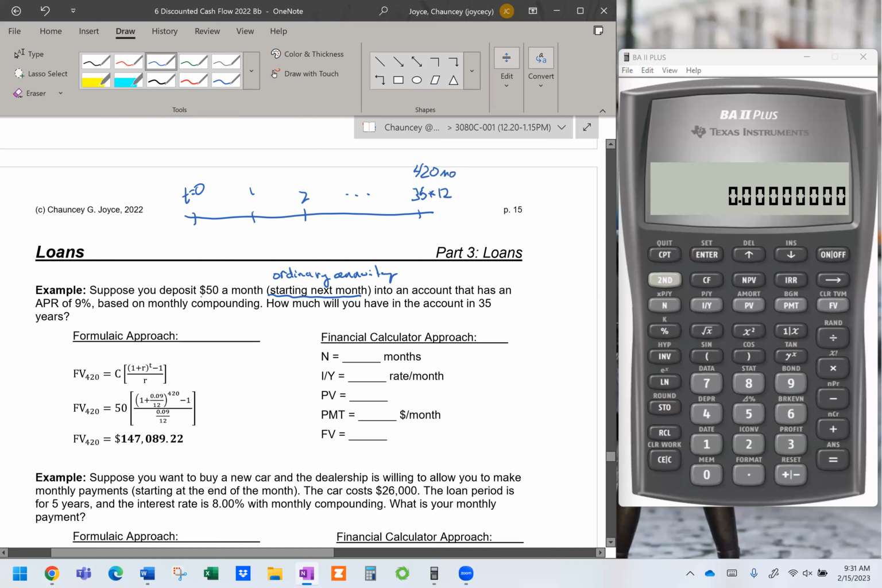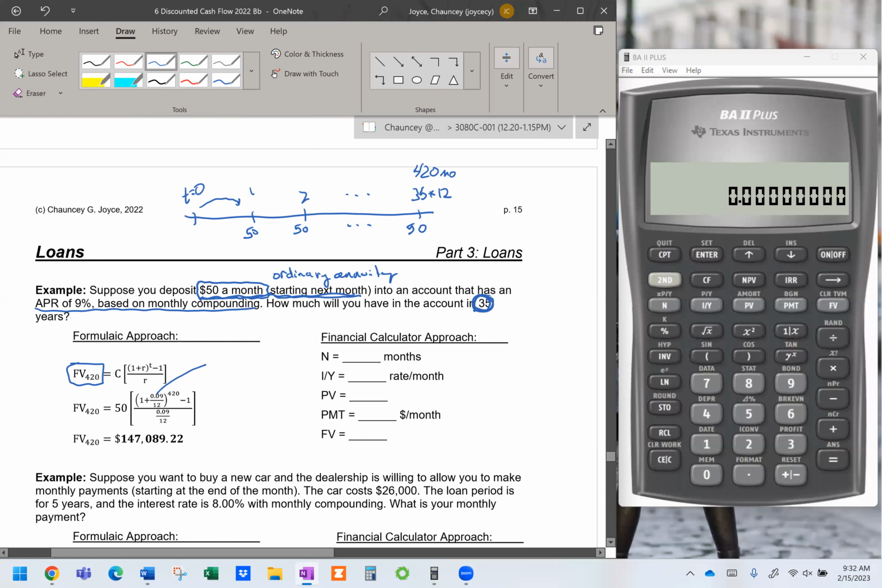So the reason I know I need to deal with months is I'm getting the payment $50 per month. So anytime you see a month or per month, and it's for a finite amount of time, you're dealing with an ordinary annuity. This is starting next month, which is the end of this month. So if we were to use our formula, our future value at 420, it's 420 since the payments are occurring monthly. And we have an APR of 9% based on monthly compounding.